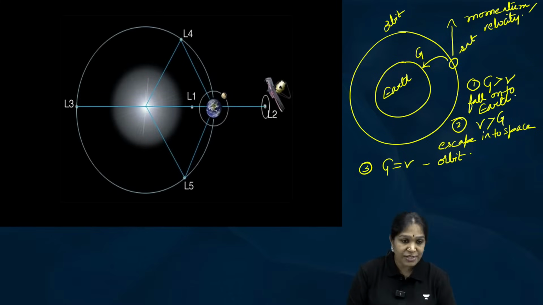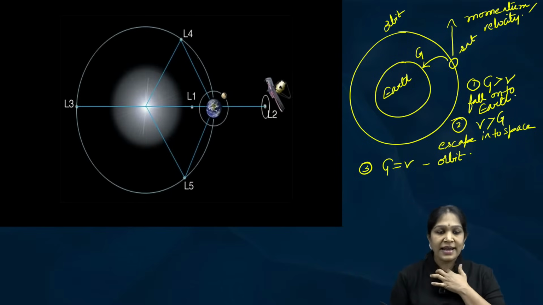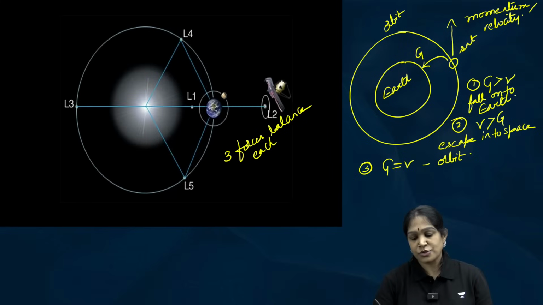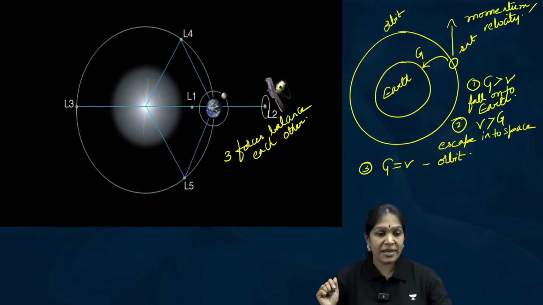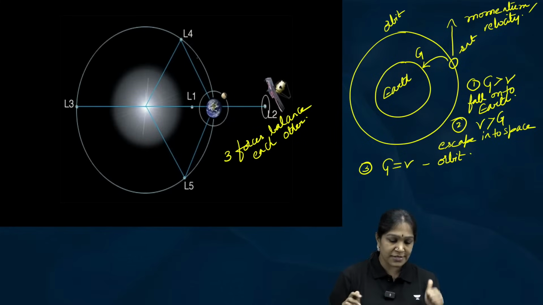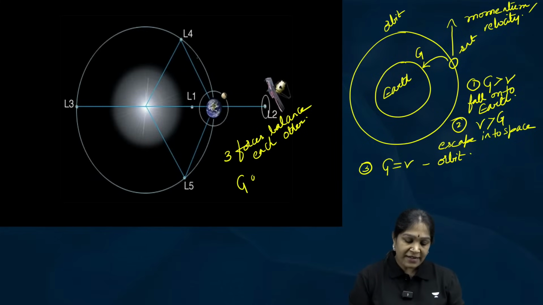Then what is a Lagrange point? In the Lagrange point, three forces should balance each other. In a normal orbit, how many forces? Two forces. In the Lagrange point, how many forces? Three forces. What are the three forces? The gravitational force of two large bodies.